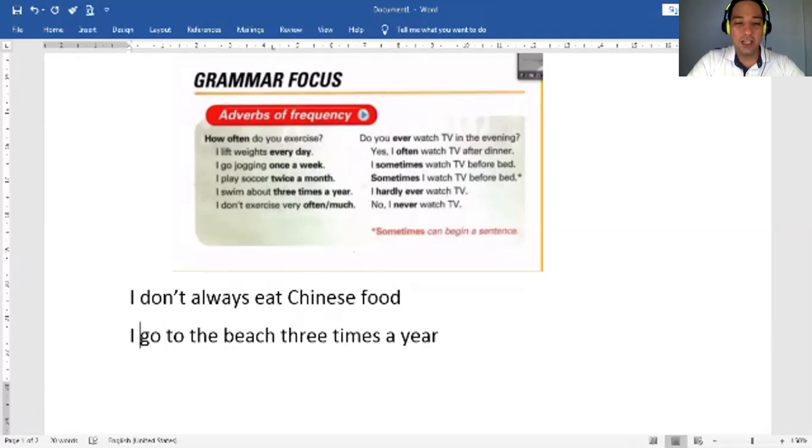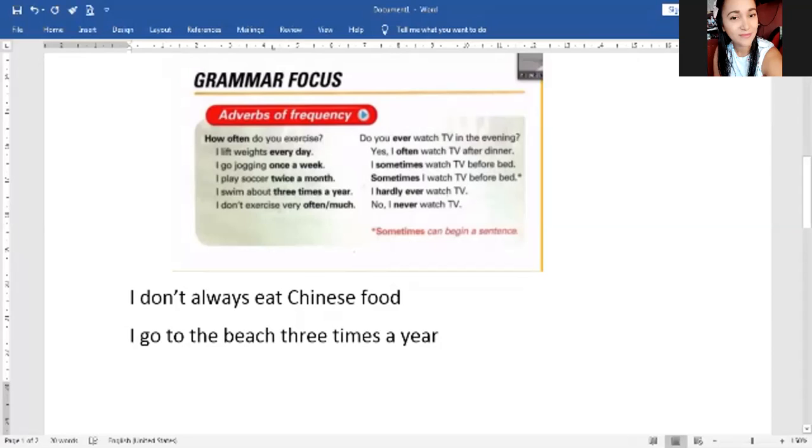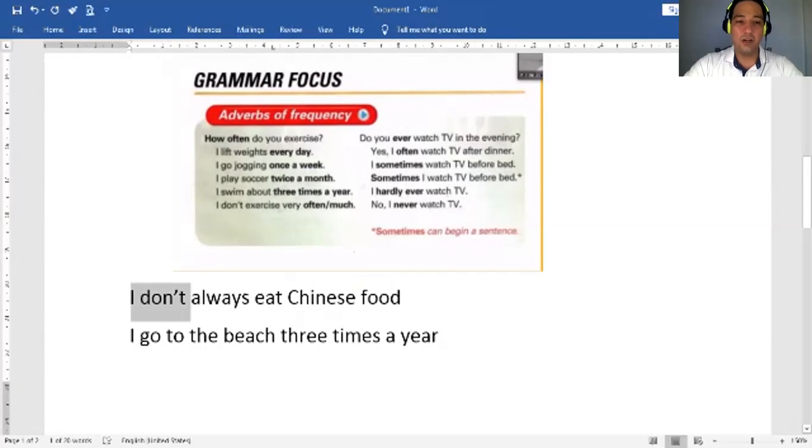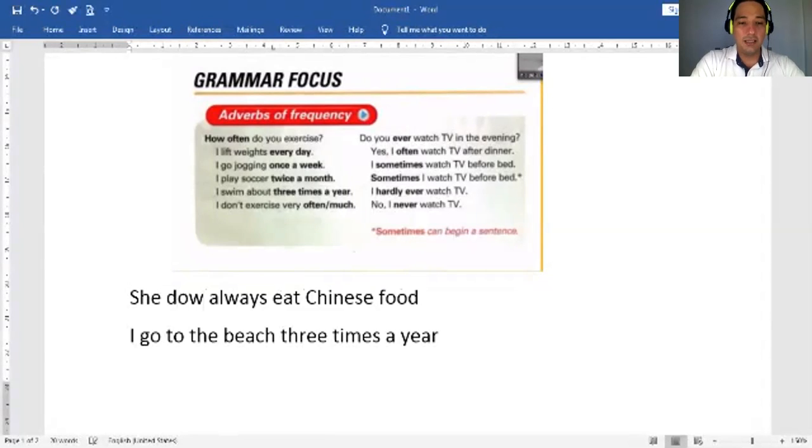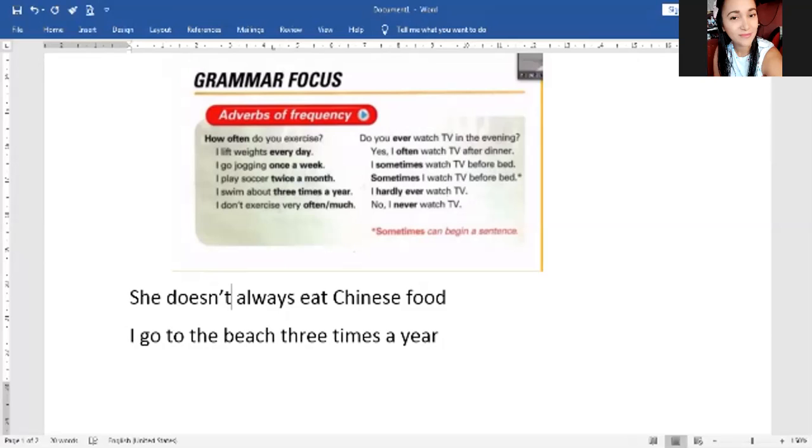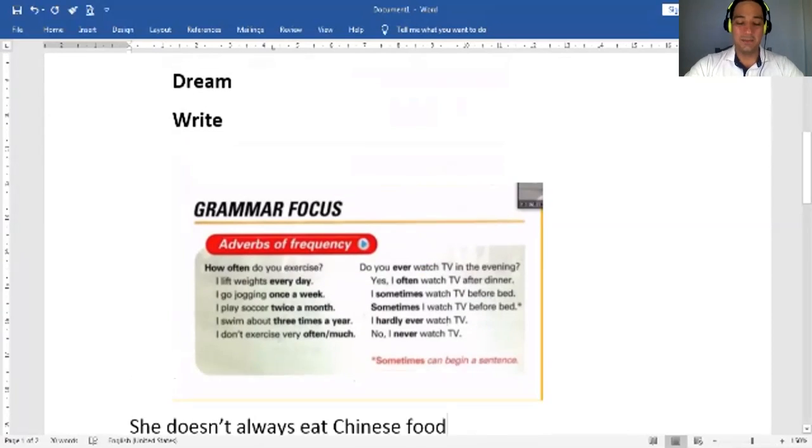Let's see, let's make this one negative. I go to the beach 3 times a year. Teacher. Yes. In the third person could be, she doesn't always eat Chinese food. Totally. Yes, what changes is the third person. Excellent, very good. That was the second class of your basic one. Okay, she doesn't always eat Chinese food. Sounds good. She prefers Mexican food. Okay, that's good. Let's move on.